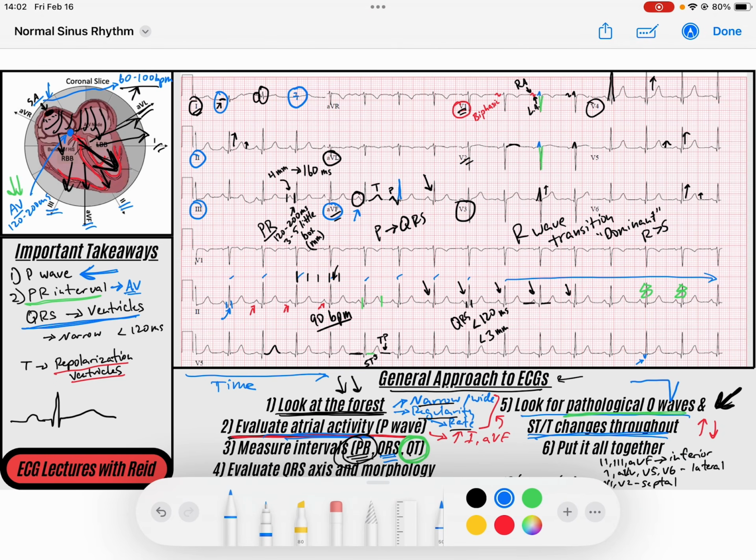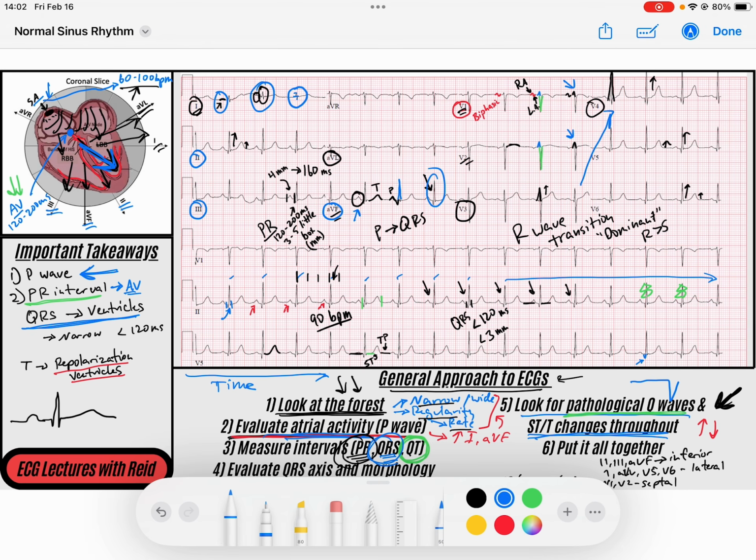I then look at the morphology of the QRS itself. Is it narrow? Is it wide? Is my QRS upright in lead 1 and upright in AVF? If so, that tells me that it's probably going down and to the left, which is the way I think it should. I look for good septal R waves here in V1 and V2, and then I look for R wave progression to get larger and larger as I move through the precordium, V3, V4, V5, V6.